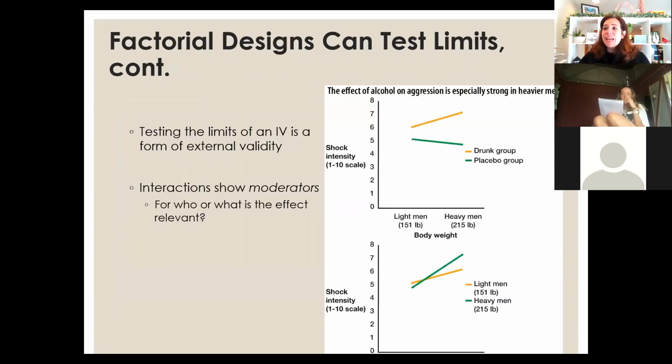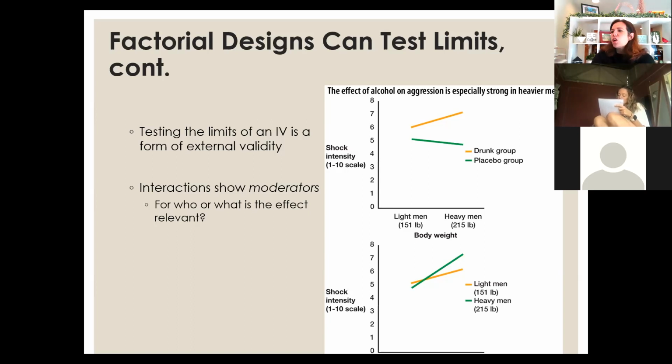Okay, now we can test the limits too. That's one of the forms that we talked about. So this is a way to check for external validity. So you can test limits. And again, for the alcohol and aggression study, they took a little twist on it.